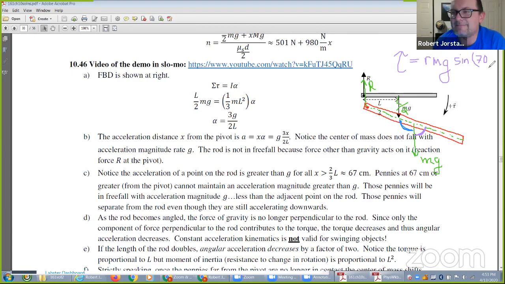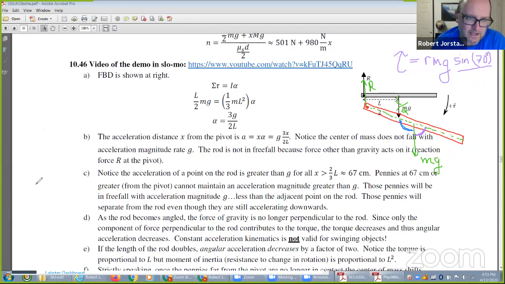Hopefully you can see immediately that sine of 70 is going to be a smaller number than sine of 90, because sine of 90 is as big as sine is going to get. Said another way, anytime one of the components is parallel to the radius vector, you get a smaller torque, right? Anytime the force is perpendicular, you get a maximum torque. Anytime it's got some angle component that's parallel, you get less torque. Point being, we have less torque, you should get less alpha.